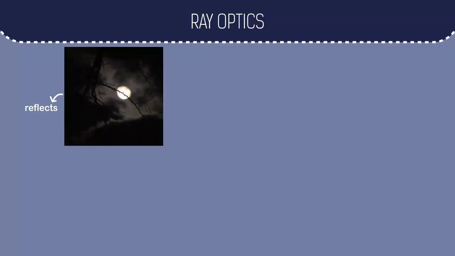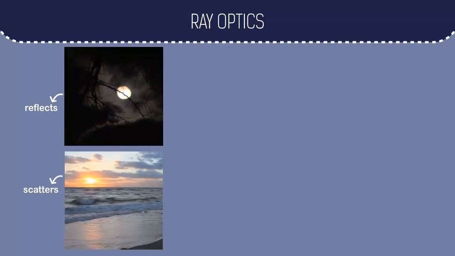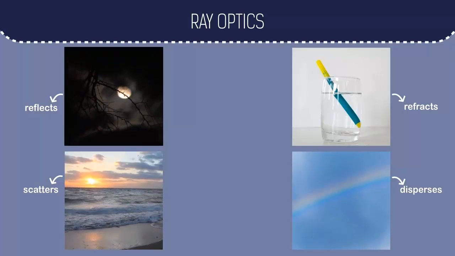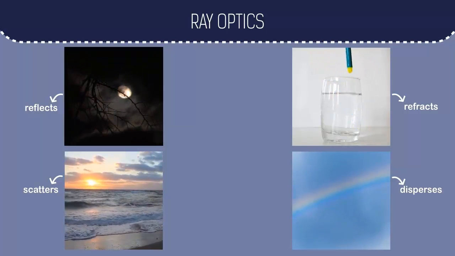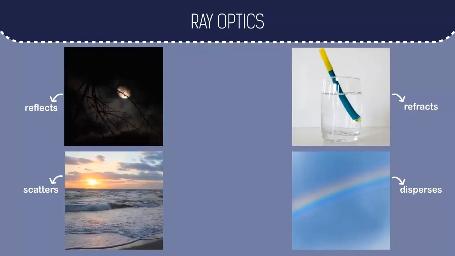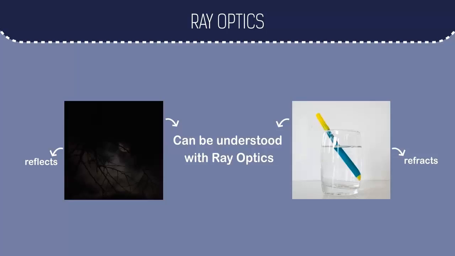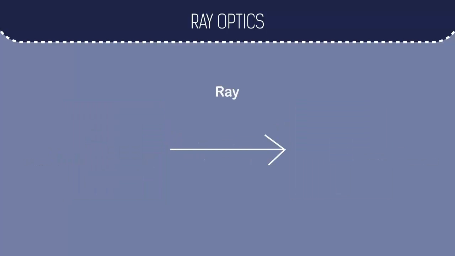Light has many properties. It reflects, scatters, refracts, disperses, and can do so much more. Ray optics is one of the theories that is used to understand the relatively simpler properties of light, like reflection and refraction. In this theory, light can be represented with simple geometric lines.